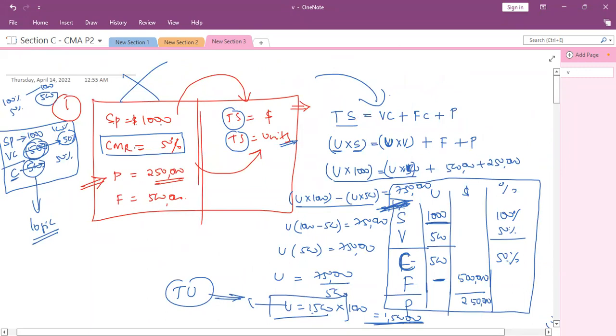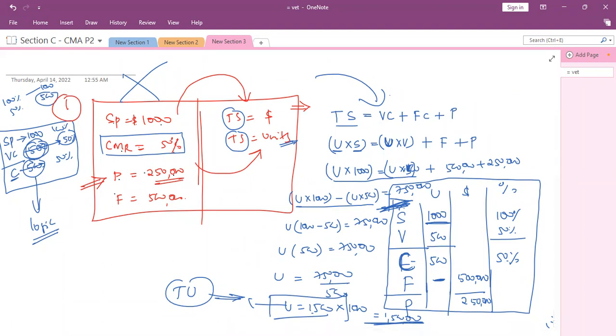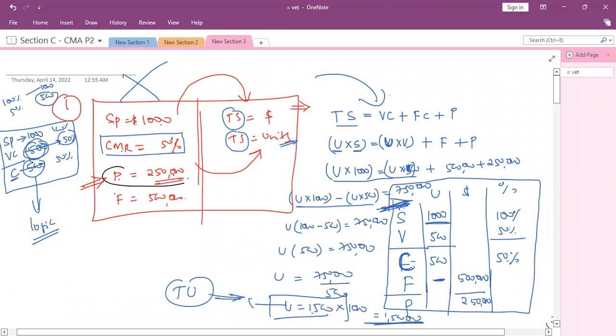Selling price is 1,000, CMR 50%, profit is 250, fixed cost is 500. Instead of that profit, the same question I'm changing now. Profit after tax is 150,000. Calculate total sales and total sales in units. Do it.